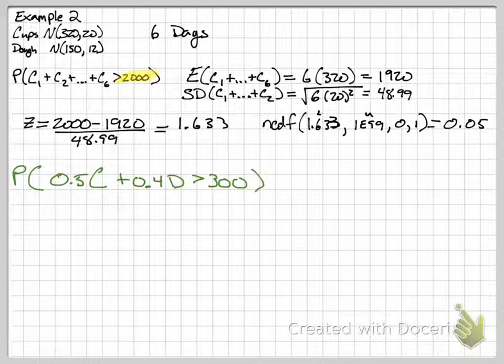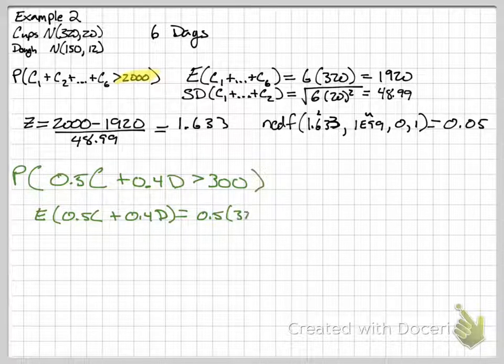Now notice, we're not just adding the continuous random variables. We are also multiplying them by a scalar. We still need to go through and find what our mean of that is going to be. Well, our expected value or our mean, 0.5 times our cups plus 0.4 times our donuts. That's going to be equal to, we multiply our scalar 0.5 times 320, and then our scalar of 0.4 for our donuts times 150, and that's going to give us a mean of $220.